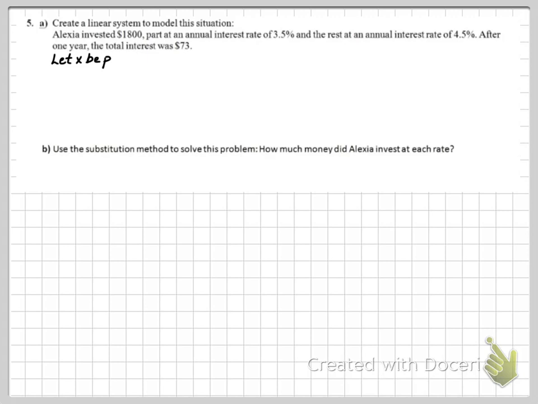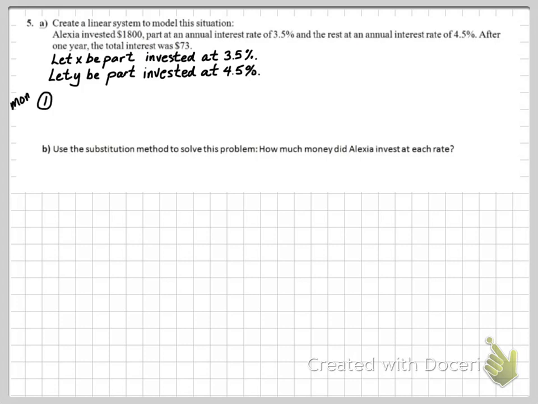Alexia invested $1,800. Part of it was at 3.5%, so we're going to let x be the part invested at 3.5%, and the rest at an annual interest rate of 4.5%. So we'll let y be the part invested at 4.5%. After 1 year, the total interest was $73. So let's make two equations. The first one is going to be about the money. And the money invested is going to be x plus y equals a total of $1,800.